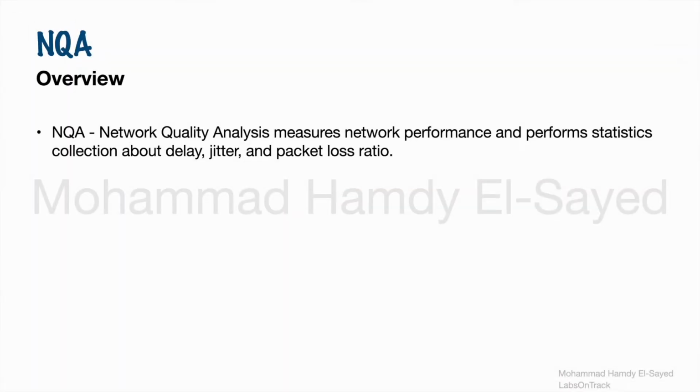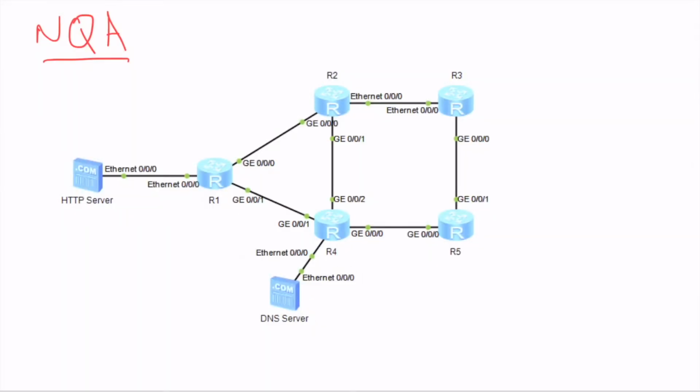NQA stands for Network Quality Analysis. It measures network performance and performs statistics collection about delay, jitter, and packet loss ratio on the network. In this network topology, we can measure the network performance and perform statistics collection about delay, jitter, and packet loss ratio between any two routers, between router 1 and router 2, or between router 1 and router 3, using NQA.